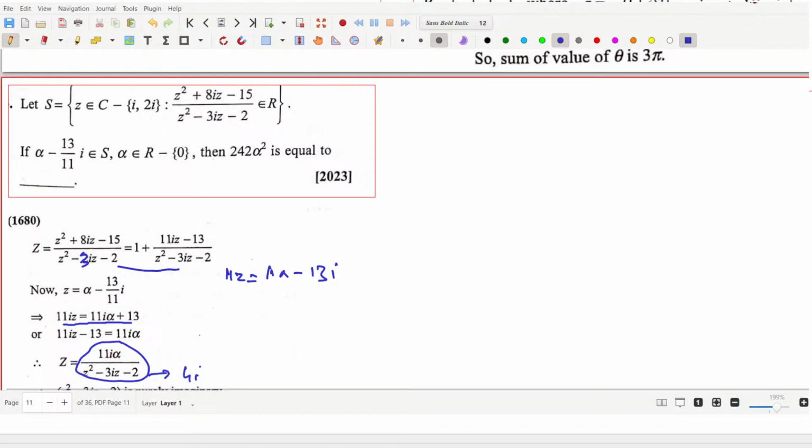What is 14 pi by 3? 12 pi plus 2 pi by 3, which is nothing but 4 pi plus 2 pi by 3, right? Which gives cos 2 pi by 3, which is nothing but minus half. That minus half and the 2 will get cancelled, and you will be left with minus 128. Understood? Clear now?